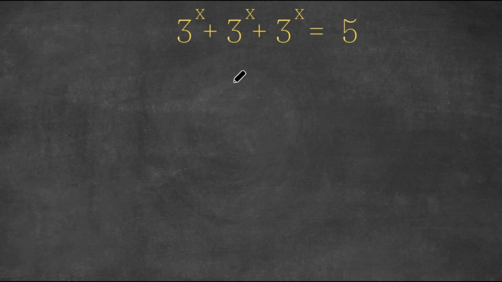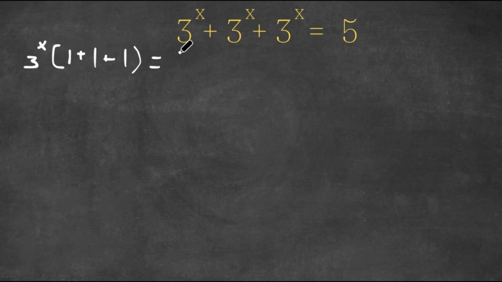In today's video, I'm going to be teaching you guys how to solve this exponential equation. So we have 3 to the power of x plus 3 to the power of x plus 2 to the power of x is equal to 5. Now what I'm first going to do is factor out 3 to the power of x from our left-hand side. So now we have 3 to the power of x times 1 plus 1 plus 1. Now this is equal to 5.